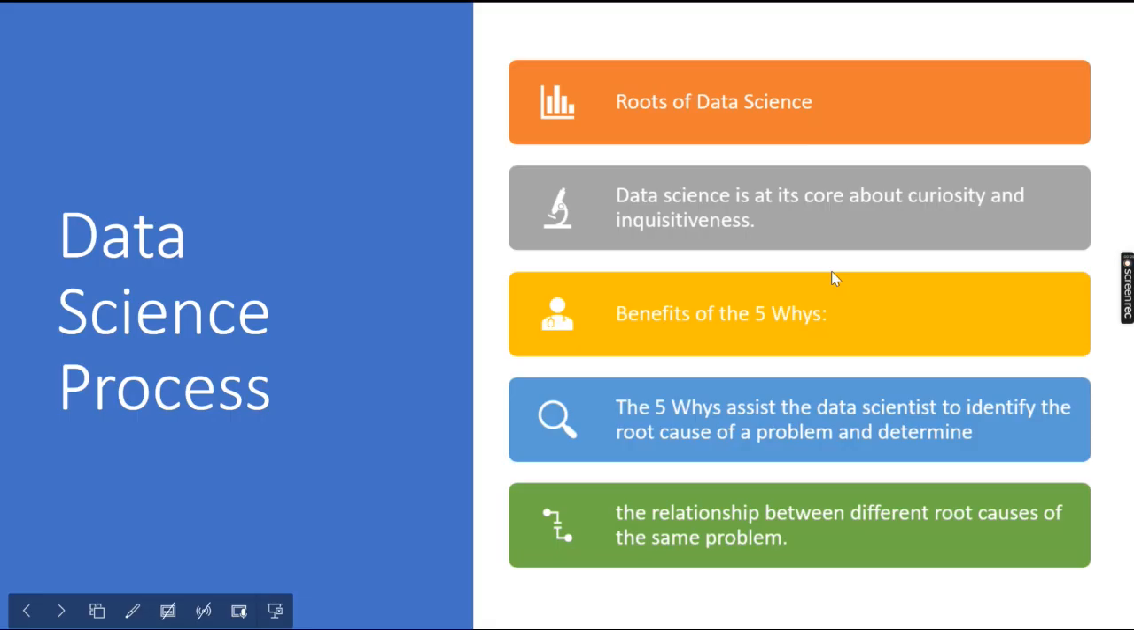Hello friends, so today we will study chapter number 9, the process superstep, and we are going to discuss the data science process. So let's see what is the data science process. The roots of data science are about curiosity and inquisitiveness. That means asking questions. If we are curious about some topic, we will ask questions about the topic.